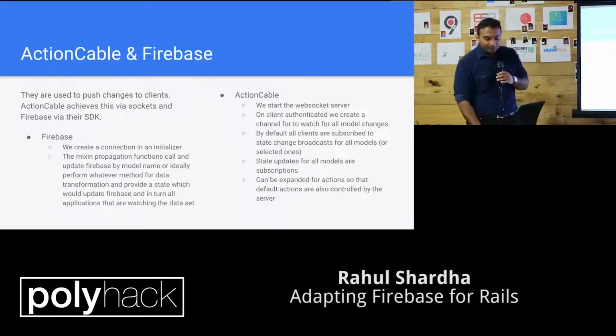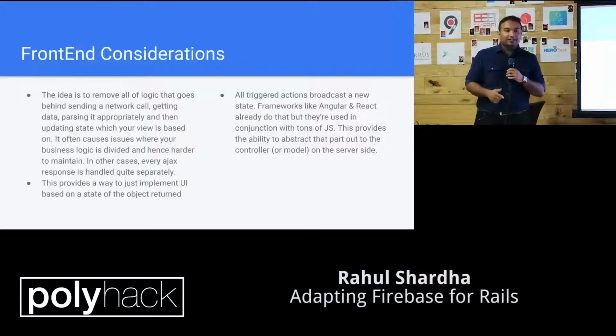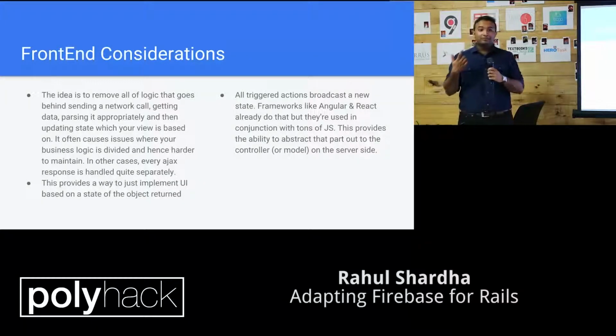Actually, to close the loop, you need one final piece: front-end considerations. Frameworks like React and Angular are state-based, so if the state of an object changes, your UI will update. And it's already being used. When you make a network request and the results come back, you parse the data and you update the state. That's exactly what you're doing on your UI end.